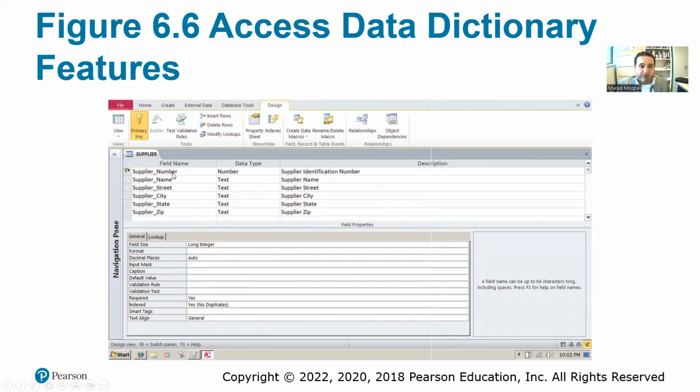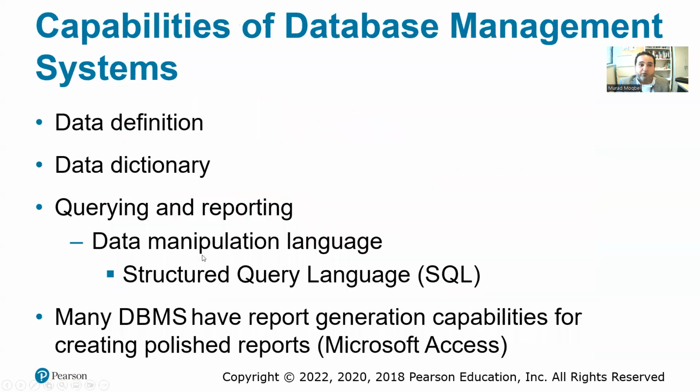We need to know the data type for that particular field or data. And then we need to have description about it. We need to have the field size. We need to know whether it is required. So in other words, we have data about data. That's what we mean by a data dictionary. And it is provided to us in database management systems.